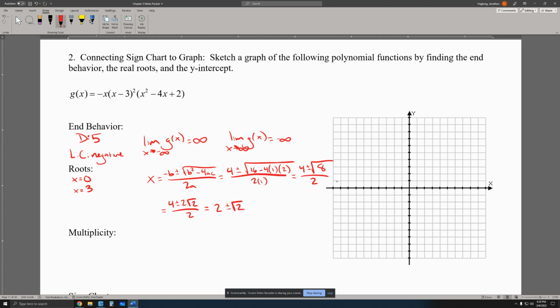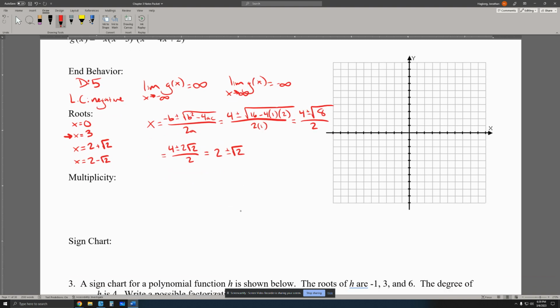Okay. So then we have roots at x equals 2 plus root 2, and then I'll go ahead and write out the last one, 2 minus root 2. Okay, so I notice that we have 4 roots despite our degree being 5, and that's because this 0 at x equals 3, or this root at x equals 3, is multiplicity 2.